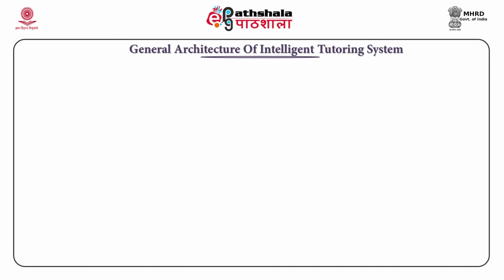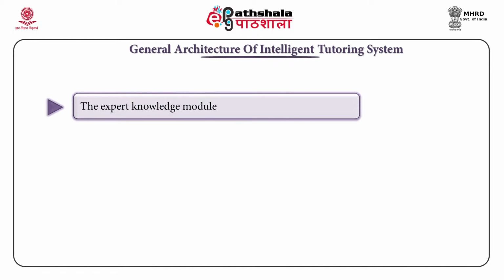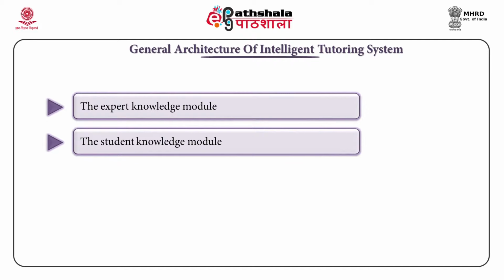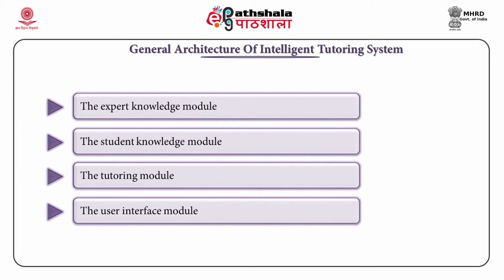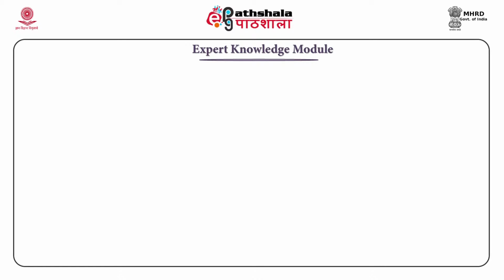An intelligent tutoring system consists of at least three basic components. First is the expert knowledge module, the student knowledge module, and the tutoring module. More recent research added a fourth component, that is the user interface module. Let us discuss the first, the expert knowledge module. The expert knowledge module contains a description of the knowledge or behavior that represents expertise in the subject matter.